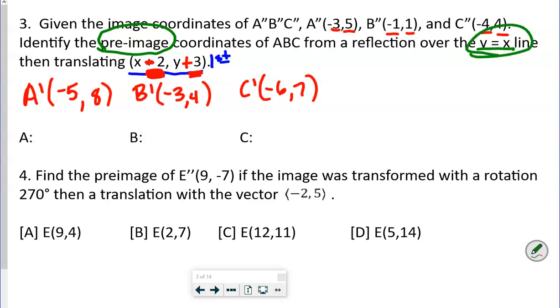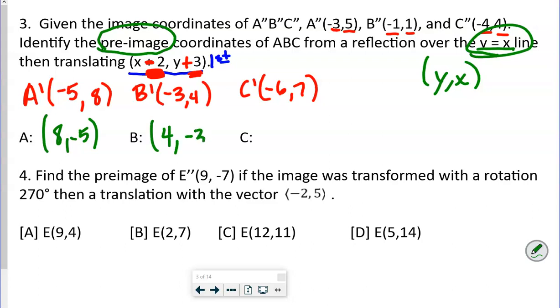The reflection over the line y equals x. So that means we're going to swap y and x, right? They're going to switch places. So our A is going to be 8, negative 5. Our B is going to be 4, negative 3. And our C is going to be 7, negative 6. Okay, and if you want to double check them, take them forward through that and make sure you got your A, B, C double prime.